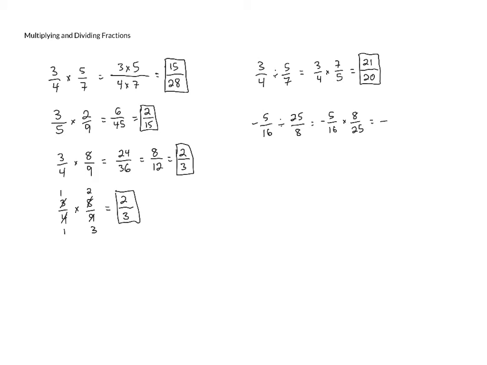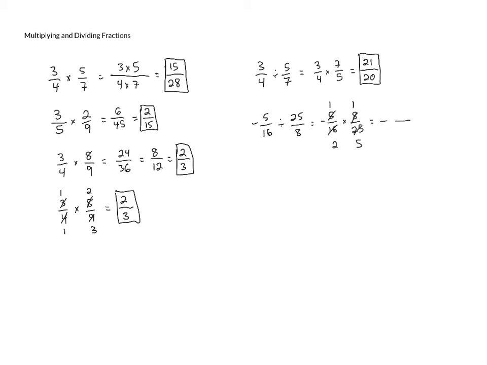It's a big number. 5 and 25 have something in common. They're both divisible by 5. If we reduce by a factor of 5, we're left with 1 and 5. 8 and 16 also have a common factor. They're both divisible by 8. So if we reduce by 8, we're left with 1 and 2.